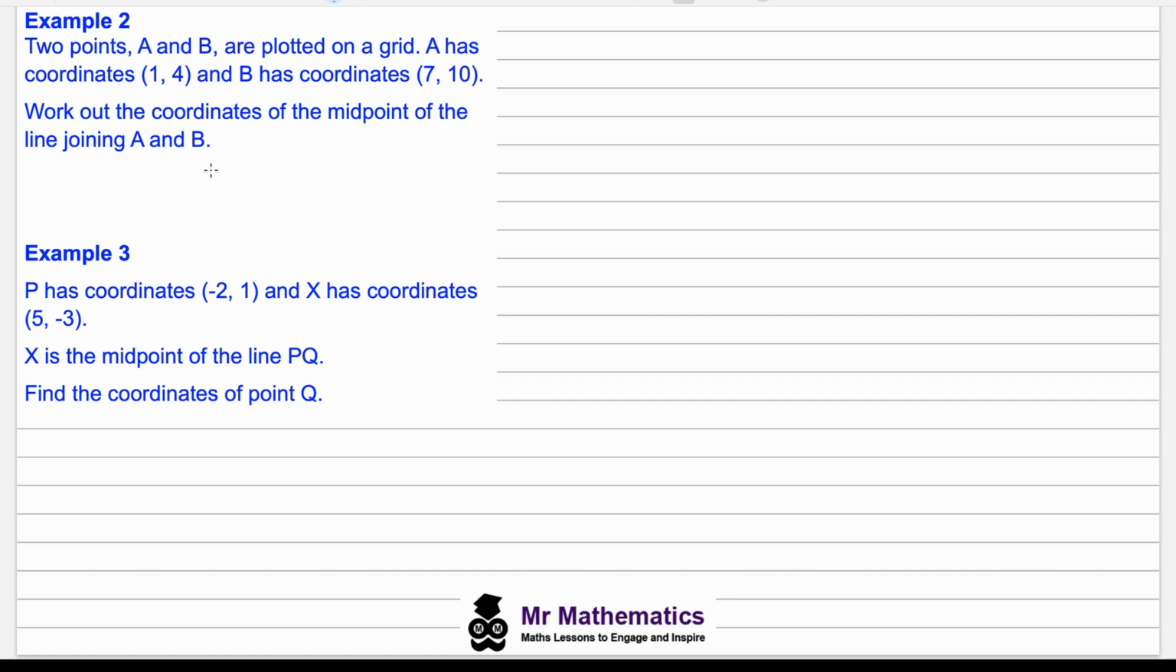So like I showed you in example 1, we're going to find the average of the two x coordinates and we'll find the average of the two y coordinates, and this will give us the midpoint. So if we draw a quick diagram, we've got point A, which we'll say is here, at 1 and 4. We've got point B, which is at 7 and 10. Label this one B and this one A. And we'll say the midpoint is right here. We'll call this point M.